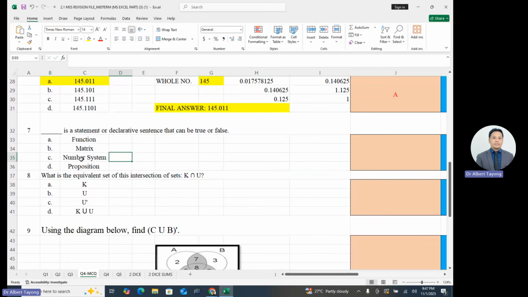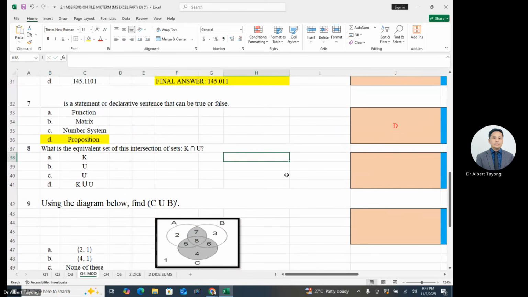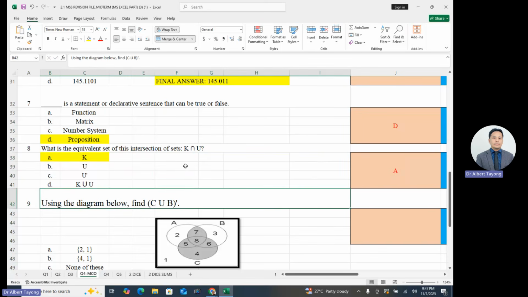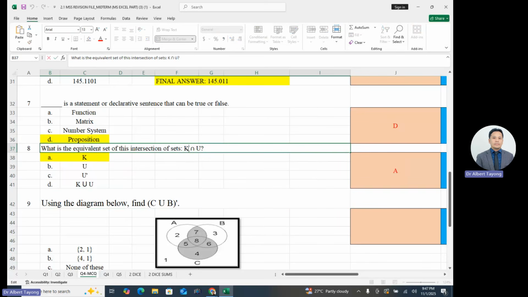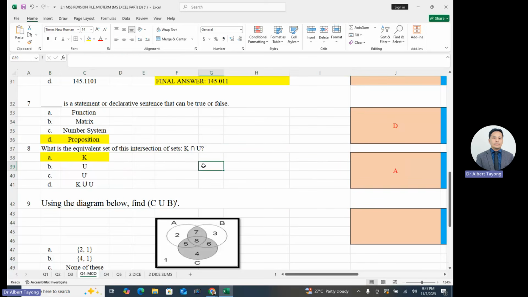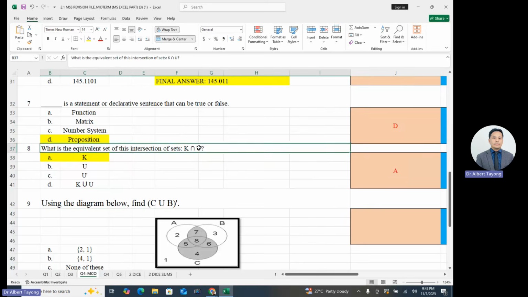Okay, here the answer is proposition. Proposition is also called a statement. It is a sentence that can be true or false. So the answer is D. And here, what is the equivalent of K intersection universal set? The answer is K. If I'm going to say K union universal set, the answer is universal set. So for intersection, it's going to come back to the original set. If it is union, it's going to be absorbed by the universal set.